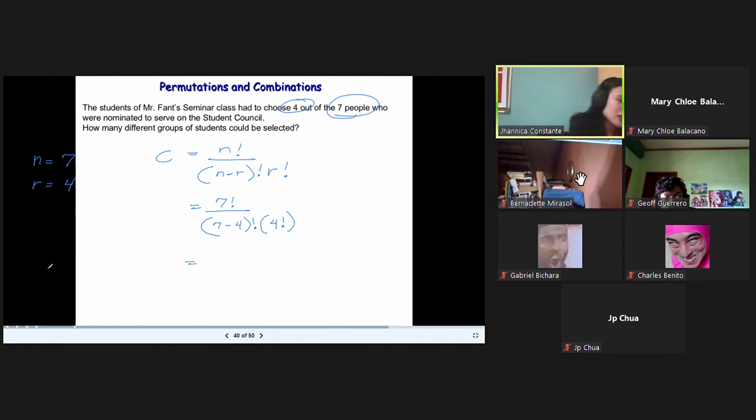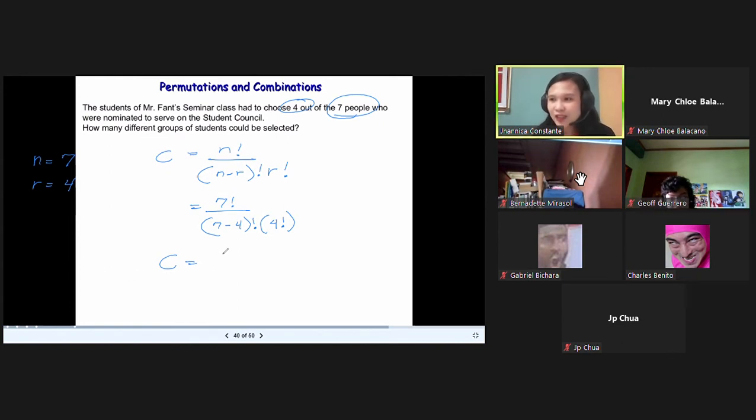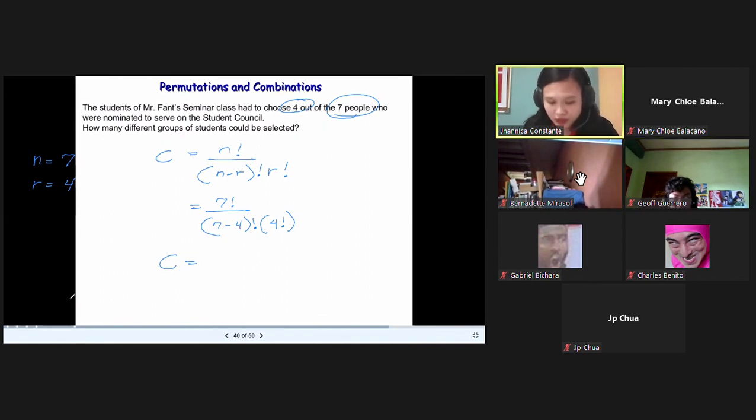Using your scientific calculator, just input 7 nCr and then 4. You will already have the answer, which is equal to how many combinations of 4 people we can have? 840. 840? 840 daw according to Charles. What about the others? 840 din ba sa inyo? 35. Is it 840 din sa inyo?